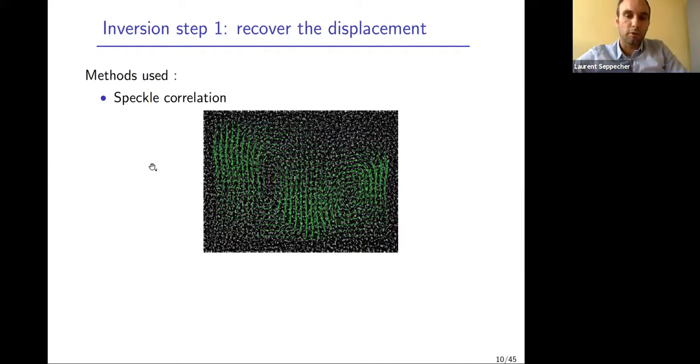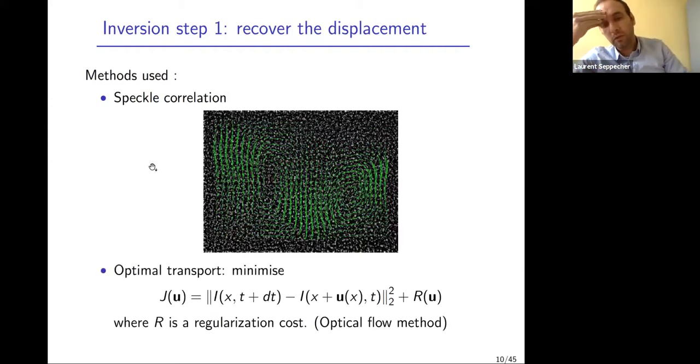Well, this works quite well. There is another technique which is based on the optimal transport. You try to minimize a displacement between an image at t plus dt and the image at t, and you can find the displacement field like this, but it will need some regularization term. This is called the optical flow method, but it's a whole domain of research and it's not of interest today. But you can think that this first step is well done. We have access now to a very accurate displacement field.